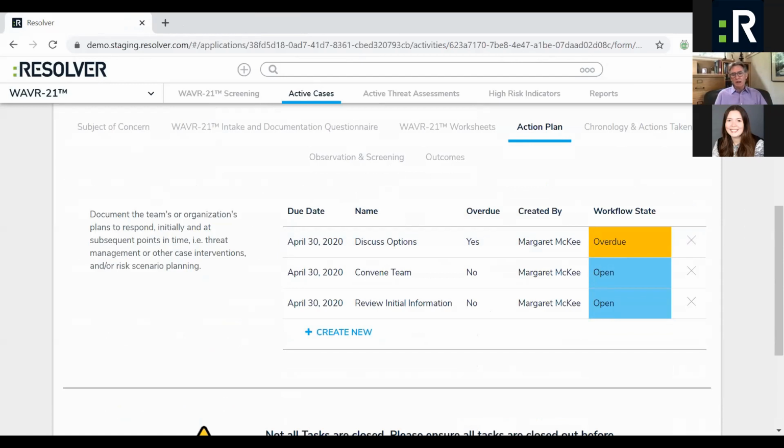And the first actions were the team convened, reviewed the initial information, and then took further steps. And these are date stamped, and the author of who entered it can put their name in there as well. We can see the workflow states. So if an action was not completed on time, the software can move it into an overdue state that allows it to automatically follow up with the owner in charge of this particular action and make sure it's completed in a timely manner.